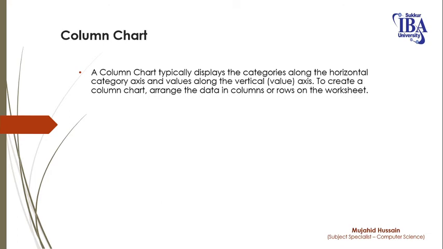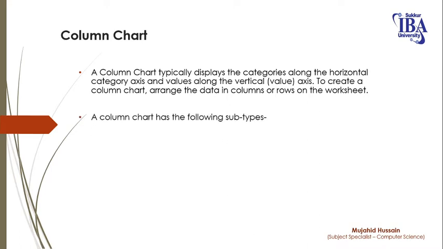First of all, we are going to move on to the column chart. A column chart typically displays the categories along the horizontal category axis and values along the vertical axis. It means the categories of the different data types will be displayed on the horizontal axis and the values on the vertical axis. For creating this, if you want to create a column chart, you have to arrange the data into columns and rows on the worksheet.